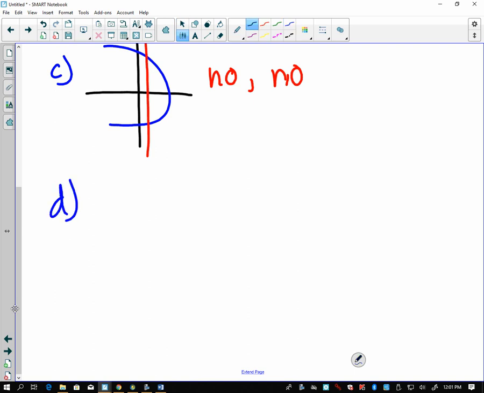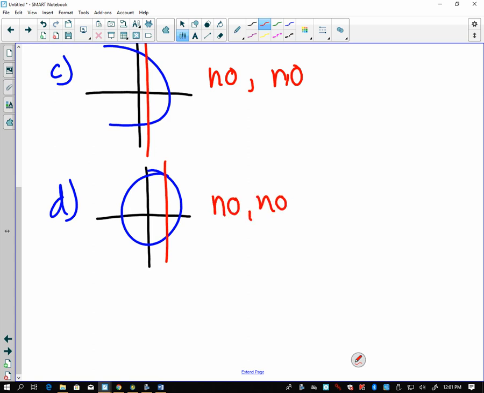D gives me a circle. A circle is not going to pass the vertical line test. So similarly, it is no, no. If it doesn't pass the vertical line test, we don't care about the horizontal line test. That was number 17, which finishes up our fives.